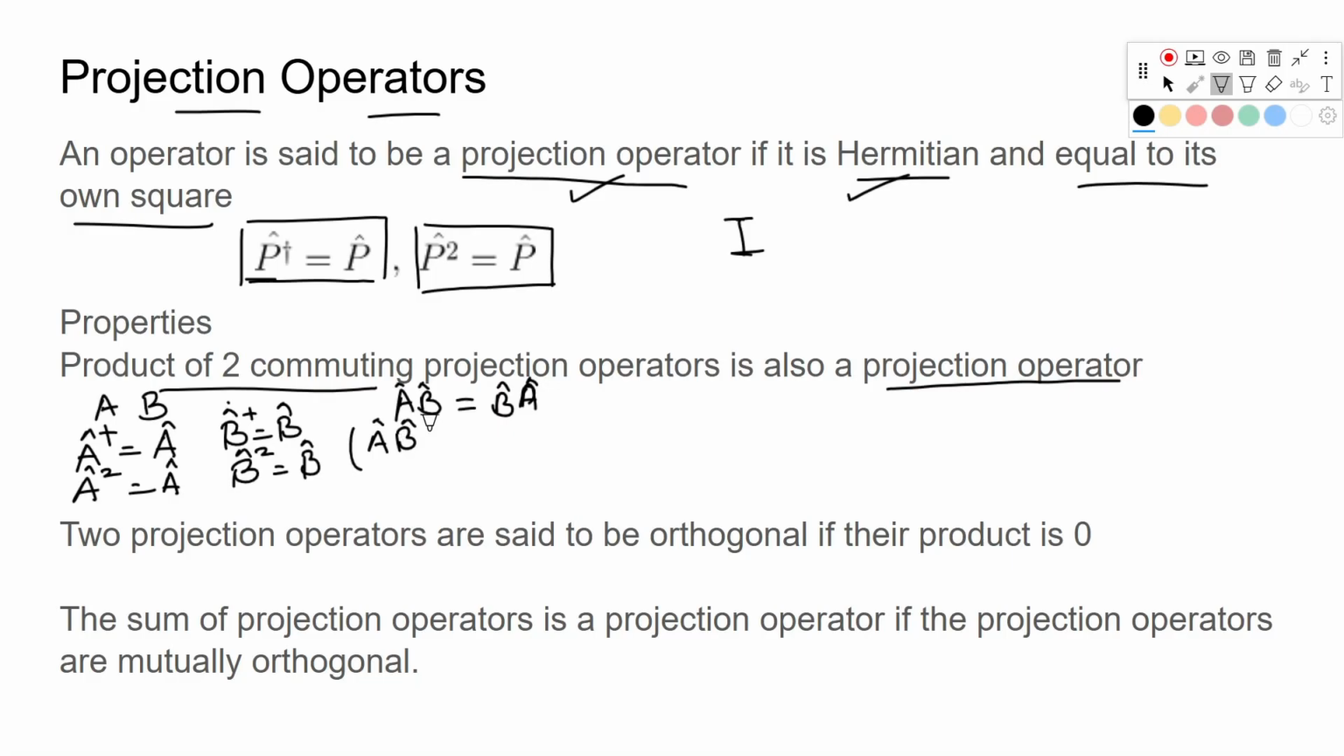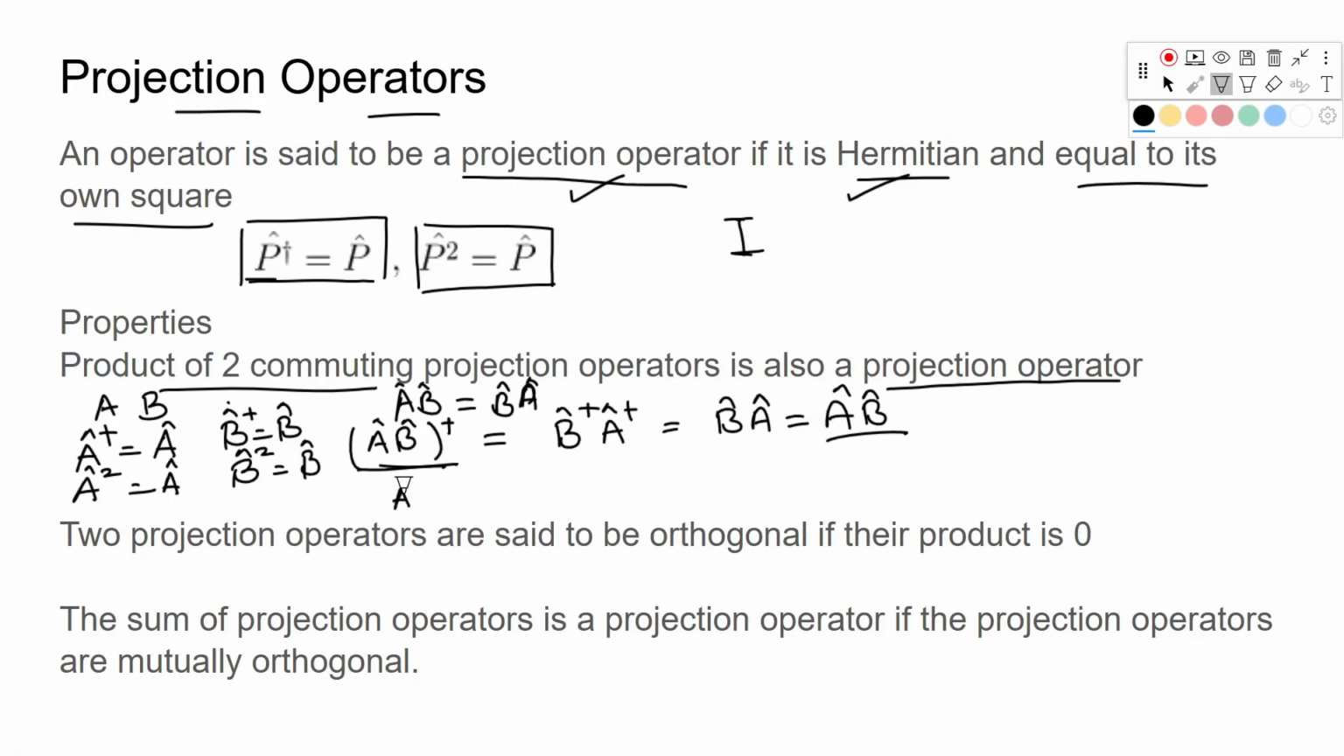Let's now check if the product AB is a projection. To check that, let's first check if it's Hermitian. So this is what this becomes. Now B is Hermitian, so it becomes B. A is Hermitian, so it becomes equal to A. But BA is the same as AB, since A and B commute. So the Hermitian adjoint of AB is AB. The product of A and B is Hermitian.